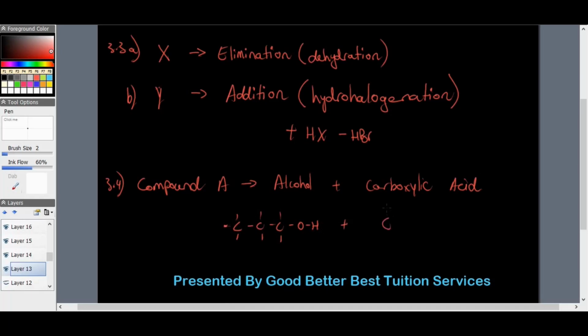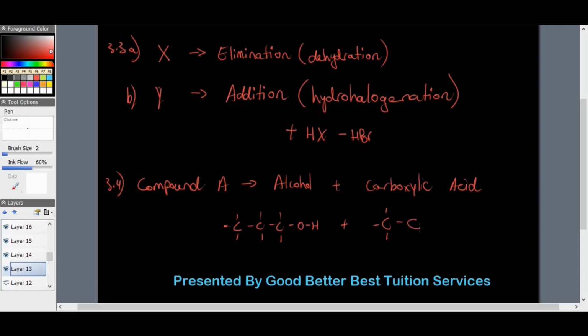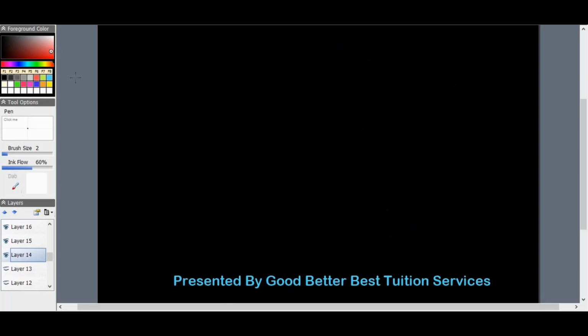Plus the carboxylic acid, which was CH3, I believe, C double bond oxygen OH. These empty spaces are all hydrogens. And we want the product. As a result of an alcohol reacting with a carboxylic acid, we know it gives us an ester. So for 3.4, that's how the answer should look.